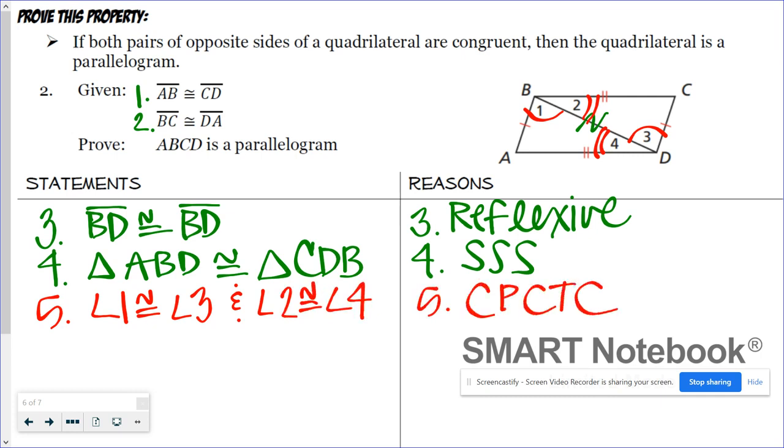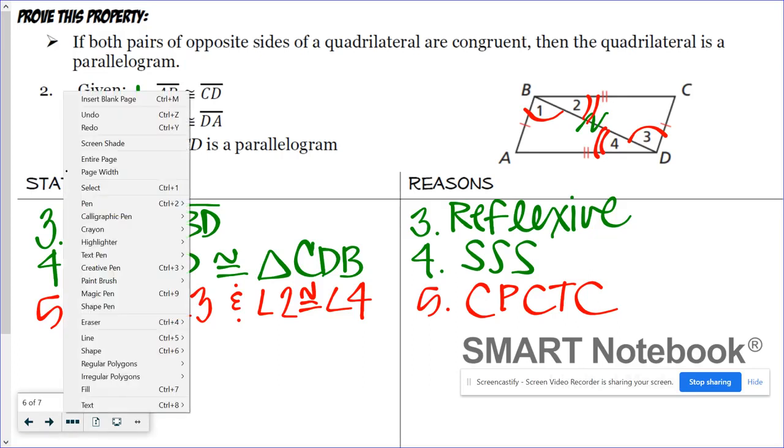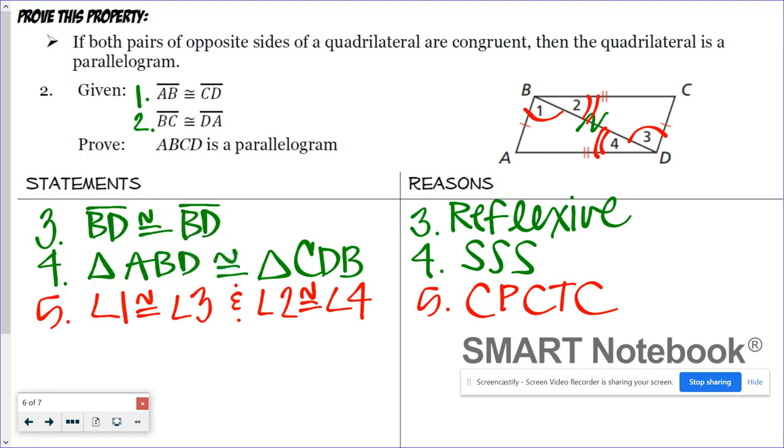You may be wondering why we should say that both of those pairs of angles are congruent. The reason is this. Remember, congruent angles can help us prove parallel lines. In a quadrilateral that's a parallelogram, both pairs of opposite sides are parallel.